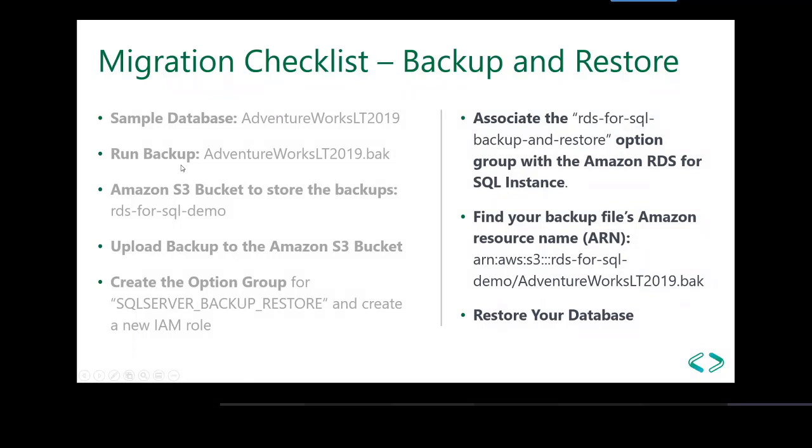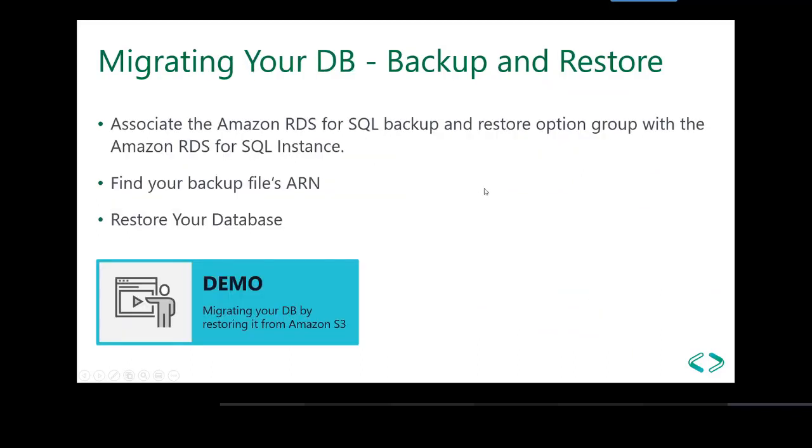All right, so in terms of the checklist, this is what we have done so far. We already backed up, we already uploaded it, we already created an option group. So as for the next step, we're going to associate the option group with the instance, and then we're going to find the backup by using the ARN, and then restore a database. Okay, so we're going to do a demo here.